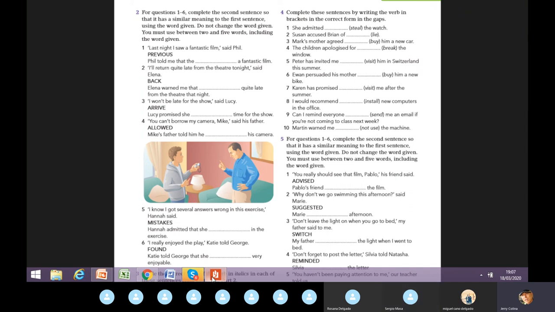Okay. Good. Thanks. Well, six. I really enjoyed the play, Katie told George, and you have to use found. Katie told George that she very enjoyable. That she what? That she had really found the play.